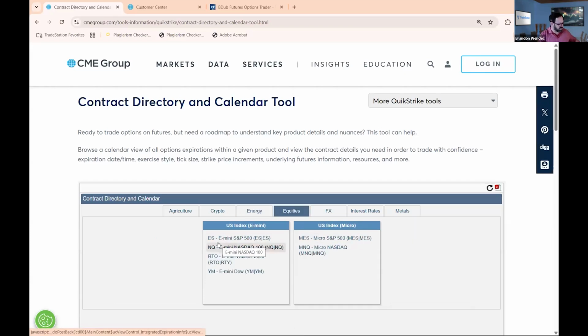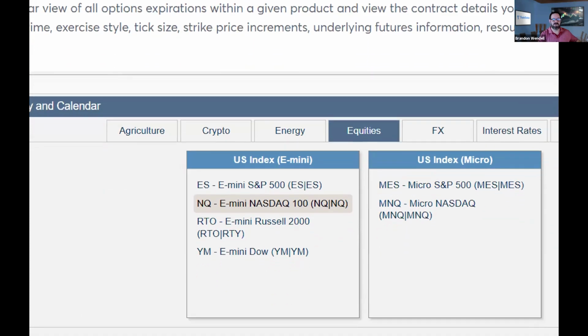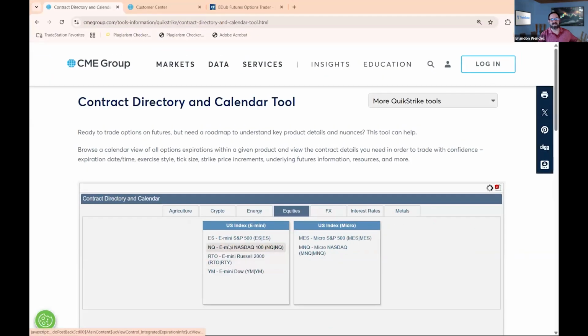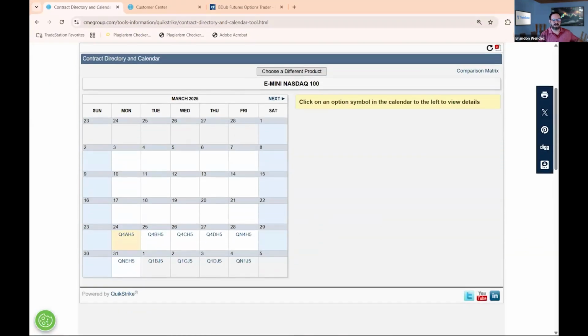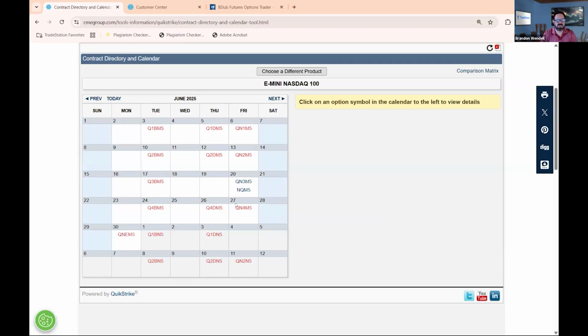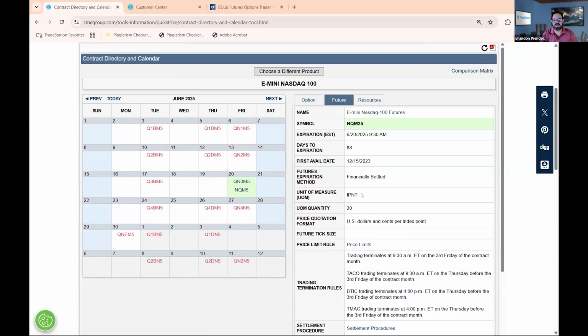There's, again, I'll zoom in, ES, NQ, Russell 2000, mini Dow, and so on, the micros as well. So if I click on the NASDAQ, as Isabel mentioned, I can click on, let's go to June, our next expiration. There it is, NQM5 future. And it shows me right here under UOM quantity, that's the point value. Or actually, even if you don't have an account, this is more for the options play.